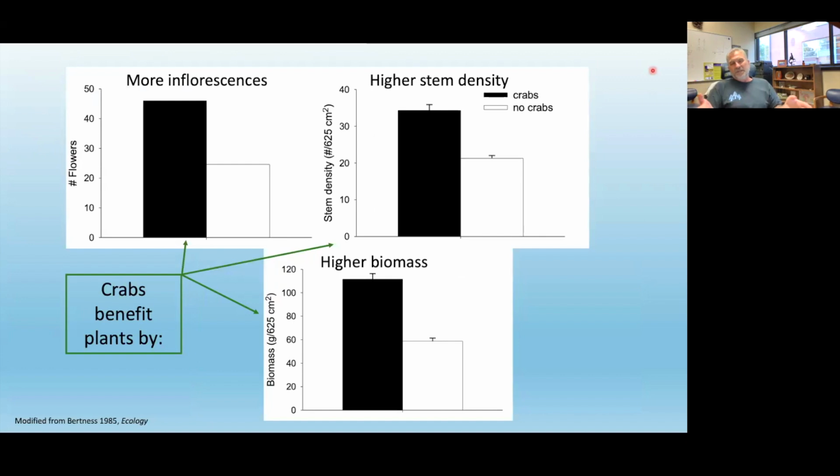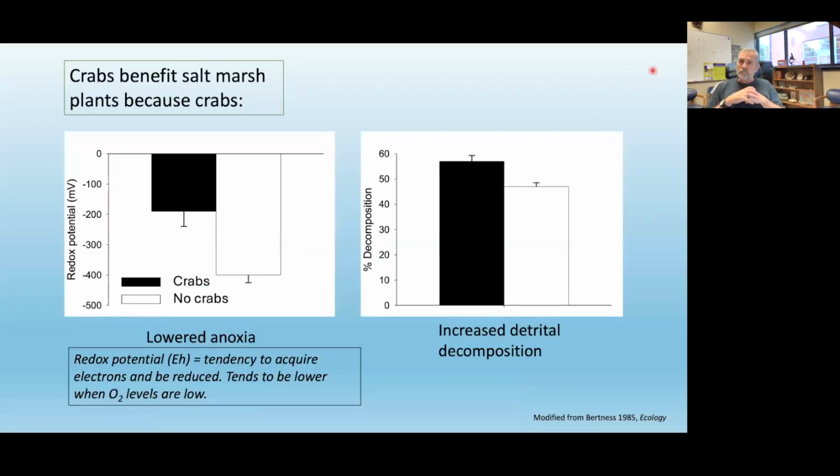These studies generally looked at setting up plots where you had crabs that were with the Spartina and other plots where they were excluded. And generally, where the crabs were, there was a significant difference in terms of the number of inflorescences, flowers, right, stem density, and higher biomass production. They benefit the plants. So the crabs, they do some things. They lower the amount of anoxia that occurs in those soils. You can think about that because of the digging that they're doing, but they also increase detrital decomposition.